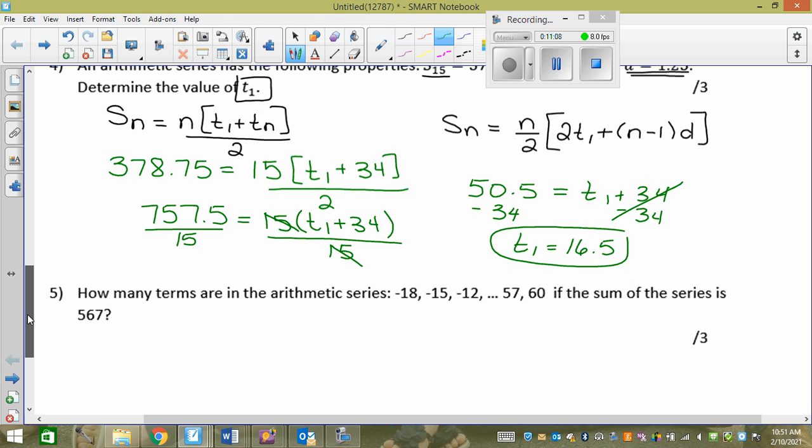So the next one says, how many terms? How many terms is asking you to solve for n. Yes, you're right, guys. Good answer. Thanks for your help. In the arithmetic series negative 18, negative 15, negative 12, up to 57 and 60, which actually should say sequence. We're not adding those. That's a typo. When there's commas, that's a sequence. And then they tell you the sum of the series is 567. So if you actually summed this sequence, you would get 567. So I'm asking you to find n. What formula are we going to have to use?